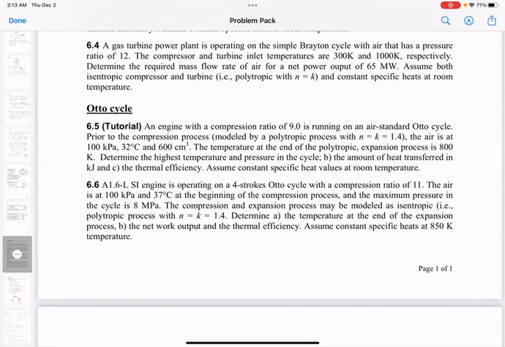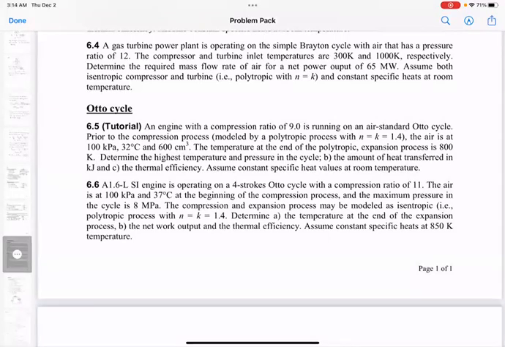Prior to the compression process, modeled by a polytropic process with n equals k equals 1.4, the air is at 100 kilopascals, 32 degrees Celsius, and 600 centimeters cubed. The temperature at the end of the polytropic expansion process is 800 Kelvin. Determine the highest temperature and pressure in the cycle, the amount of heat transferred in kilojoules, and the thermal efficiency. Assume constant specific heat values at room temperature.